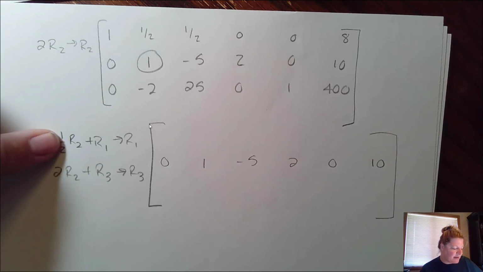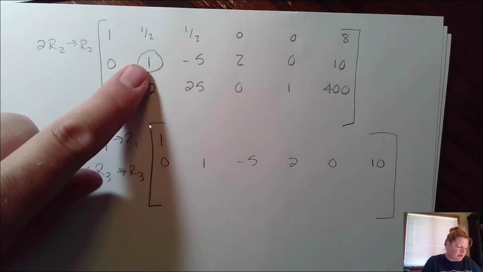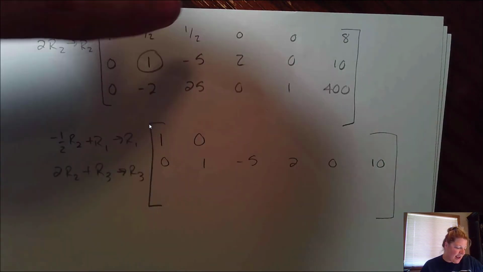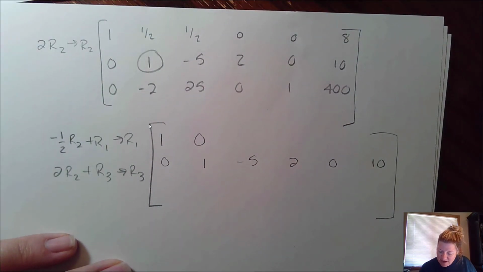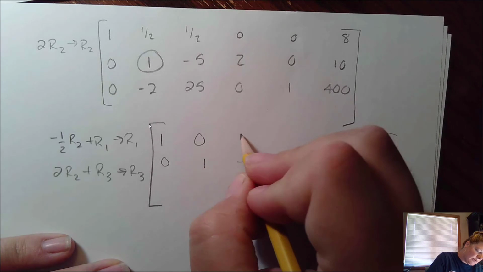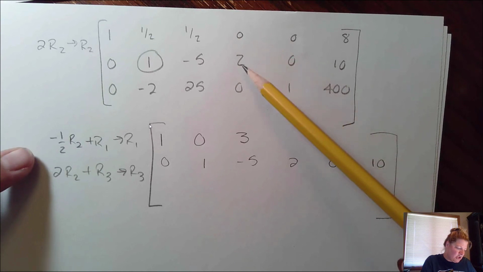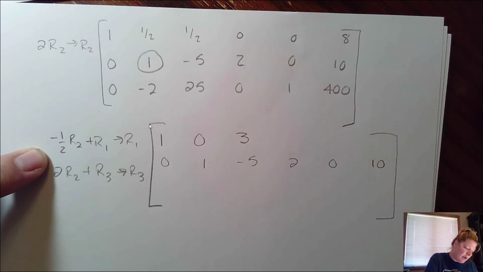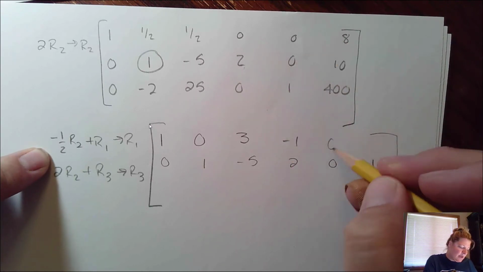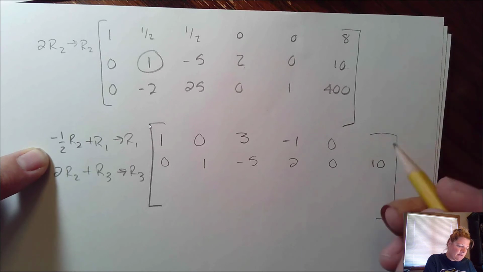Okay, so negative 1/2 times 0 is 0 plus 1, right? It's there. So negative 1/2 times 1 plus 1/2 is 0. Negative 1/2 times a negative 5 is a positive 5 halves. 5 halves plus 1/2. Isn't that 3? Yes, it is. Okay, and then negative 1/2 times 2 is negative 1 plus 0 is negative 1. Times 0 plus 0 is 0. Times 10 is going to give you what? Negative 5 plus 8 is 3.